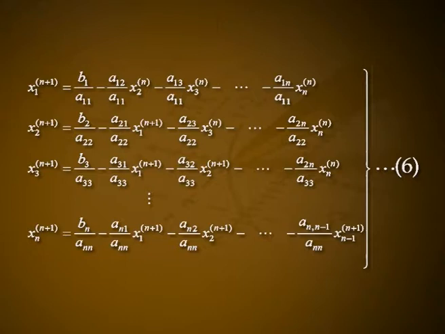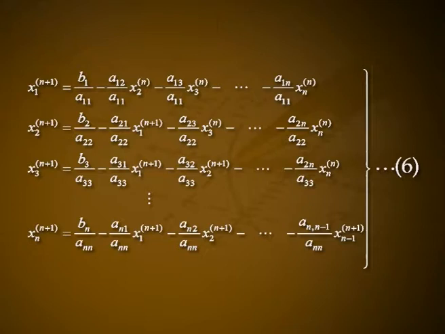x2n plus 1 equal to b2 by a22 minus a21 by a22 x1n plus 1 minus a23 by a22 x3n minus etc. minus a2n by a22 xnn. x3n plus 1 equal to b3 by a33 minus a31 by a33 x1n plus 1 minus a32 by a33 x2n plus 1 minus etc. minus a2n by a33 xnn etc.